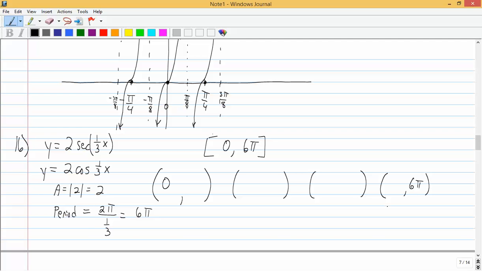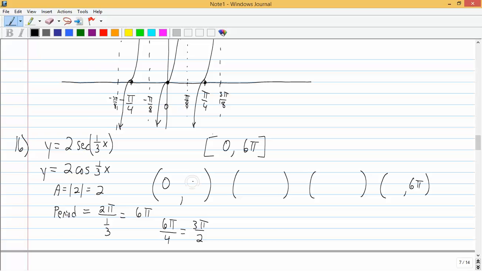Alright, so what are we going to have to do? We figure out the period, divide that by 4. So period divided by 4, that's going to be 3 pi over 2. This is the value that I add to the first significant point to get the next significant point. And then so on and so forth. And I should end at 6 pi. If I don't, I messed up somewhere.